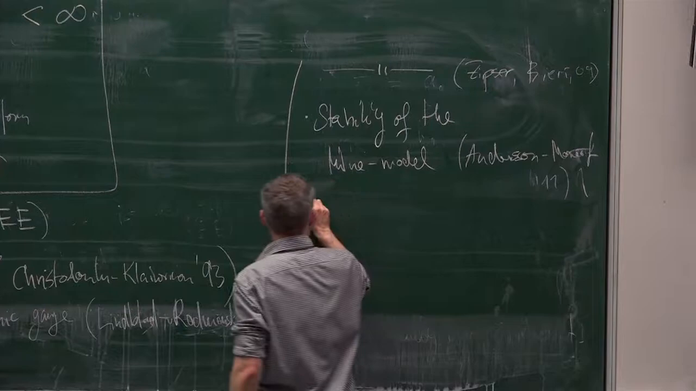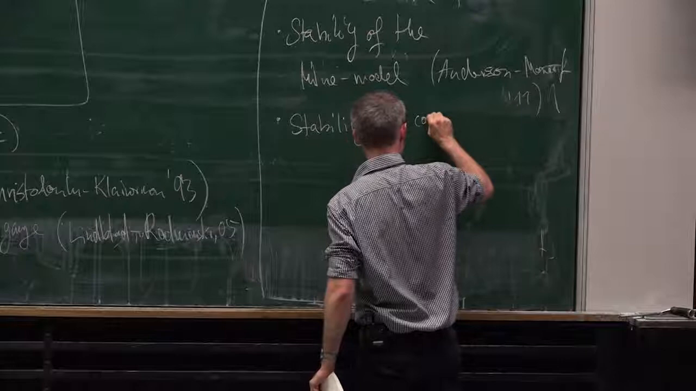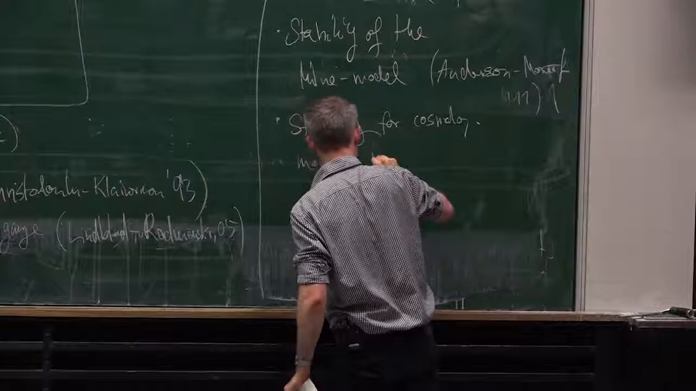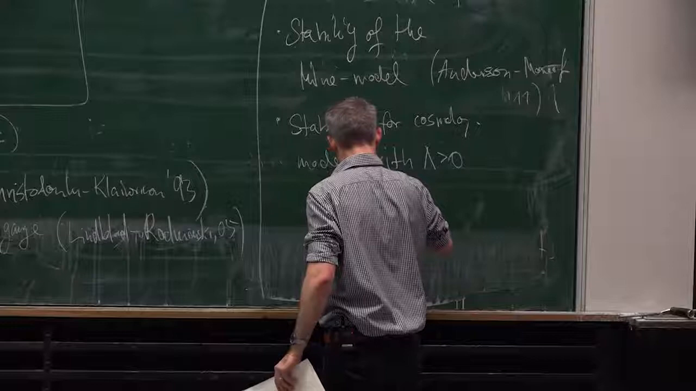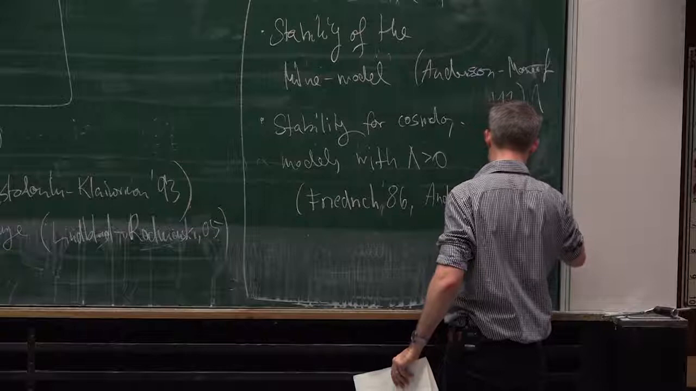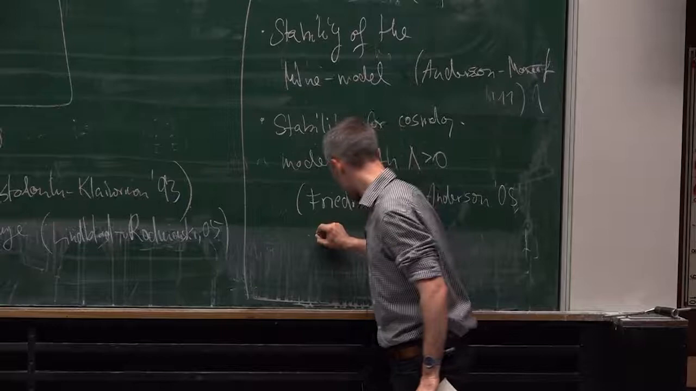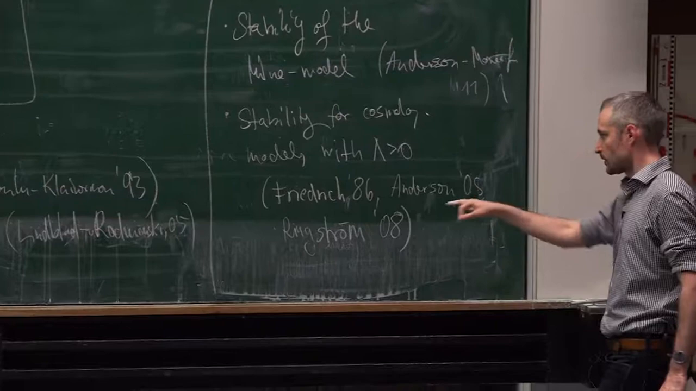And then there are plenty of results for positive lambda. I include them here because they're very successful works on this topic as well. So for cosmological models with lambda greater or equal to zero, there's works by Friedrich in '86, and Anderson in '05. And the most general result on this is by Hans Ringström in '08. And that's a very, very beautiful paper that's easy to read after you've studied his book.